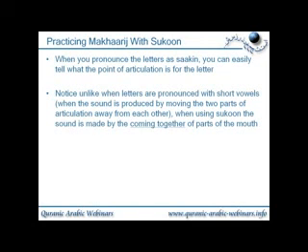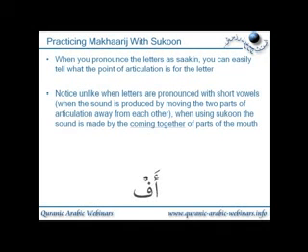Notice, unlike when letters are pronounced with short vowels, i.e. when the sound is produced by moving the two parts of articulation away from each other, i.e. when we use a short vowel like fathah. So if we say ba or ta, the points, like your tongue touching your teeth, when you actually give the ah sound, the parts of the mouth used to make the sound are moving away from each other. So if you say a or e or oo, you'll notice that the parts of your mouth are actually coming away from each other. Now when you use sukoon, the sound is actually made by the parts of your mouth which are involved in the pronunciation actually coming together, sometimes called collision.